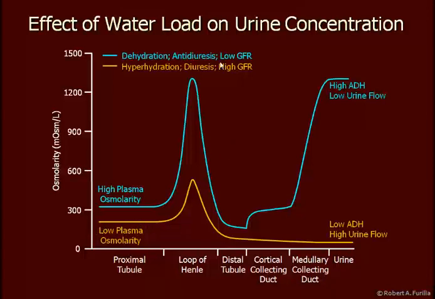Now this individual is under conditions of diuresis. Get rid of that water. We have a high GFR, high tubular flow, and under high tubular flow, the fluid is not in the tubule long enough to create high concentrations in the surrounding tissues.